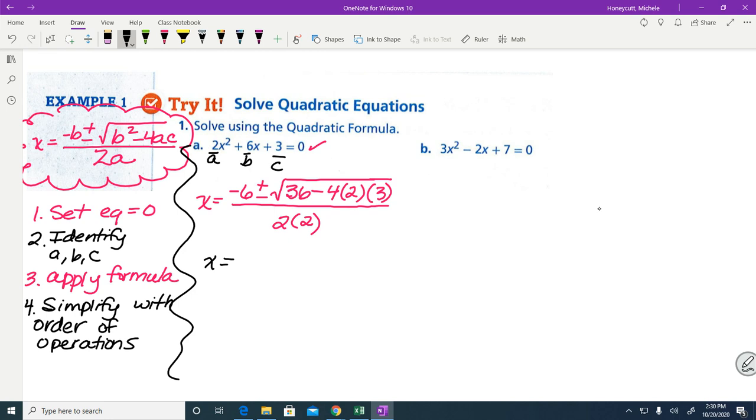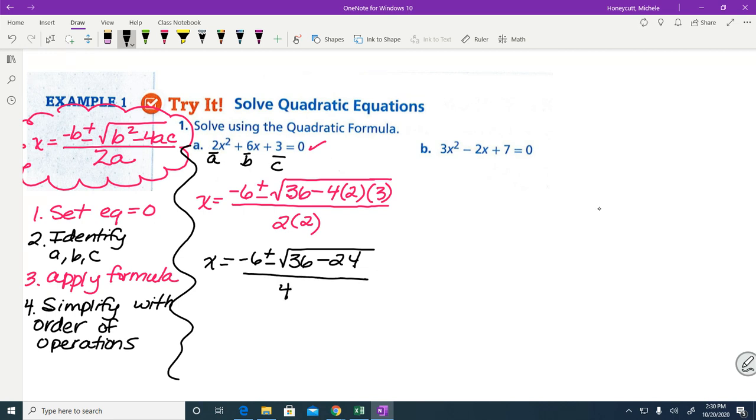Order of operations says that we do parentheses first, so that means I go inside the grouping symbol and simplify what's going on here. I see 36 minus 4 times 2 times 3. I don't subtract first. I multiply these things together first. So I'll have negative 6 plus or minus the square root of 36 minus 4 times 2 times 3, I think it's 24, but I'm going to grab a calculator and double check. Yes, so 36 minus 24, all over 2 times 2, or all over 4.